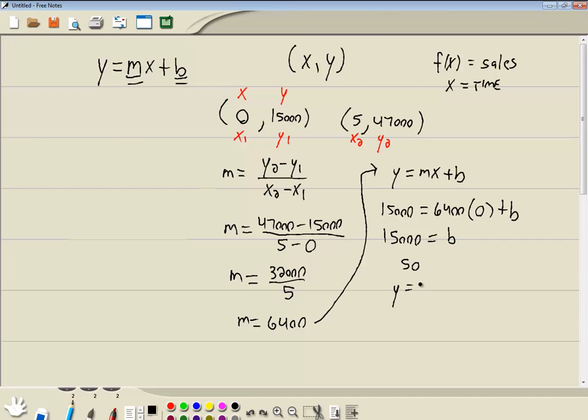Now we can't actually forget to write down our answer. We're going to say y equals, and then we'll plug in m, which is 6,400, x plus b, which we said was 15,000. And this is our linear model. Now you could put f of x there to put in function notation, and even more than that, instead of x you could put t's there if you want, t representing the passage of time.